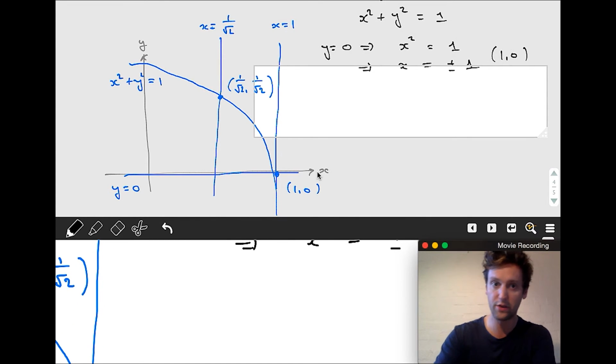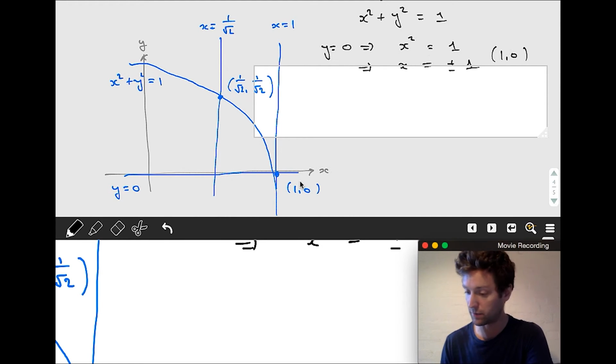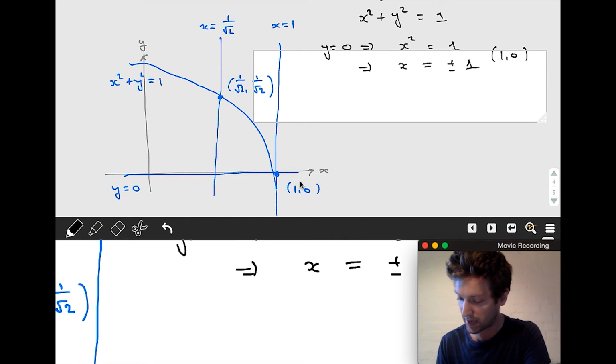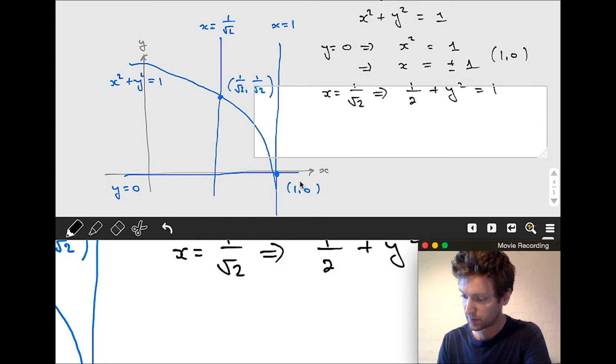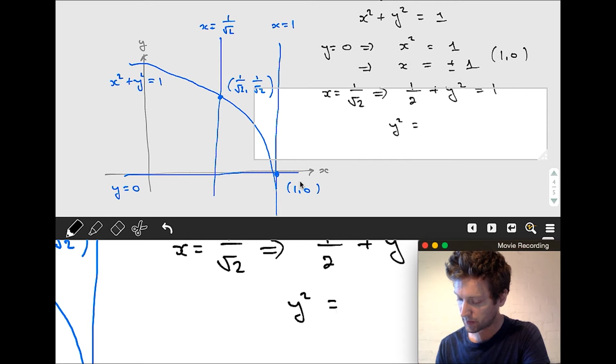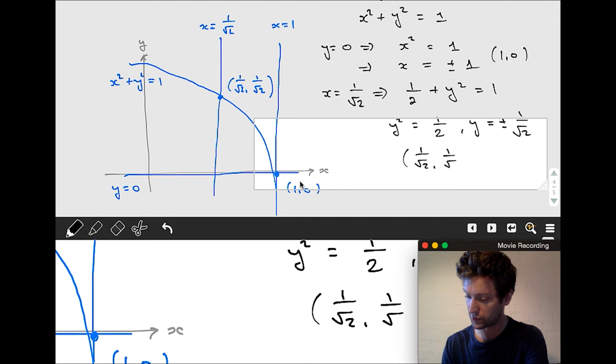Likewise, where is the intersection point of my line x is equal to 1 over root 2 and my circle x squared plus y squared is equal to 1? So let's substitute in x is equal to 1 over root 2 into my unit circle, so that gives me y squared is equal to a half. So y is equal to plus or minus 1 over root 2. And again, this is obviously the side on the positive y-axis. So we have the point 1 over root 2, 1 over root 2.